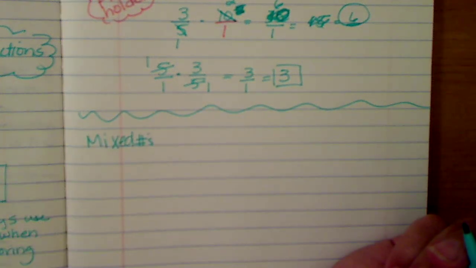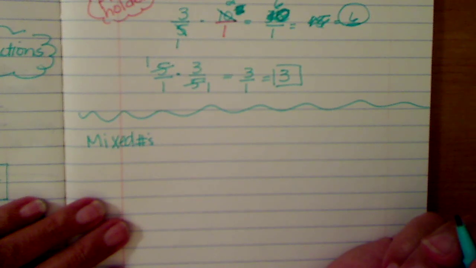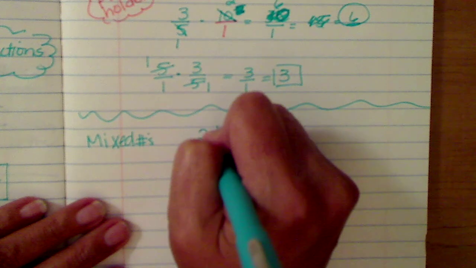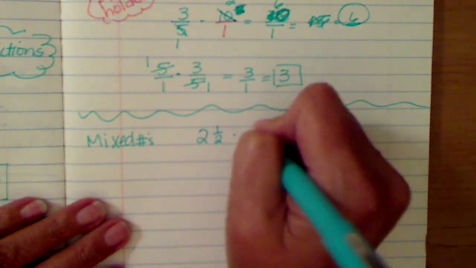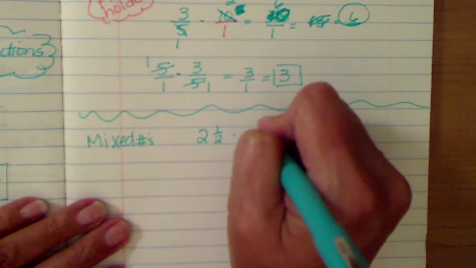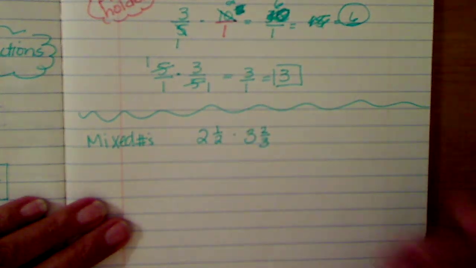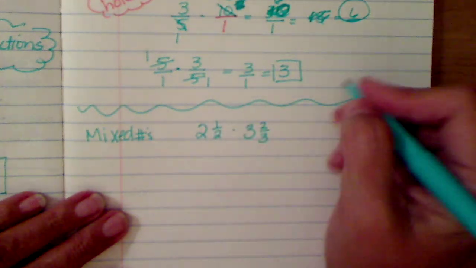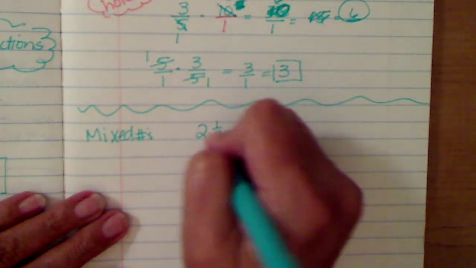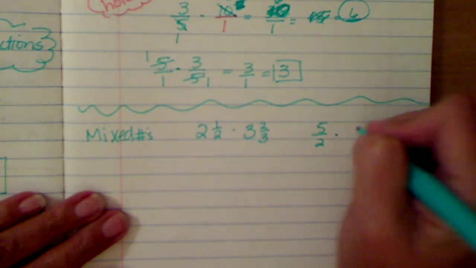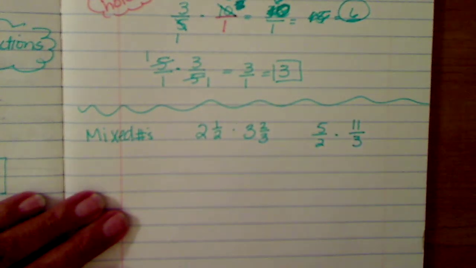So just like we said earlier, where we can only multiply simple fractions, when we have a mixed number, or a fraction with a mixed number, like 2 1/2 times 3 2/3, those mixed numbers have to become improper fractions before we can do anything with them. So we're going to go ahead and turn those into improper fractions. So that would be 5/2 times 11/3.